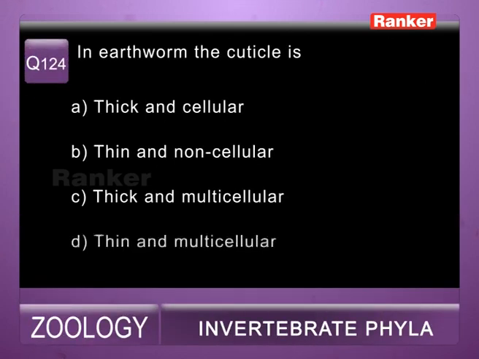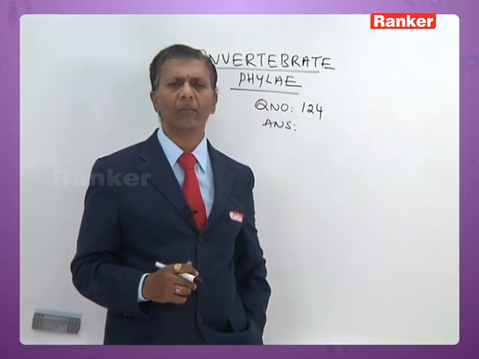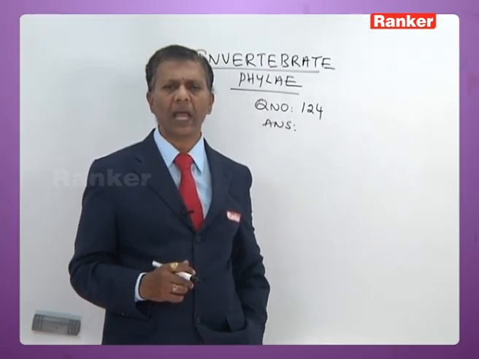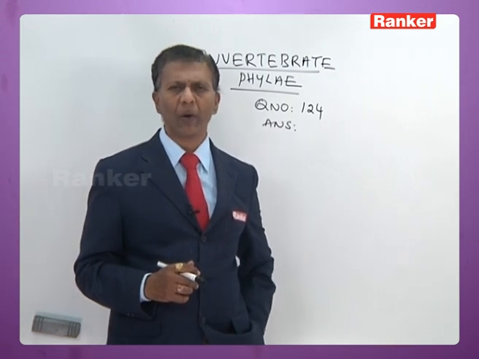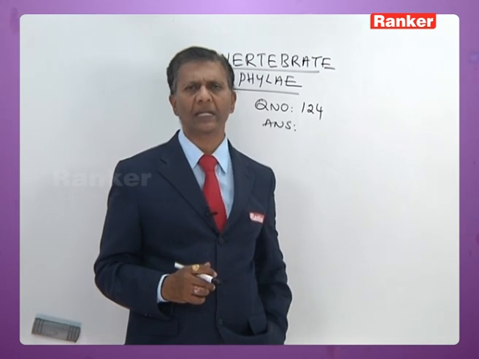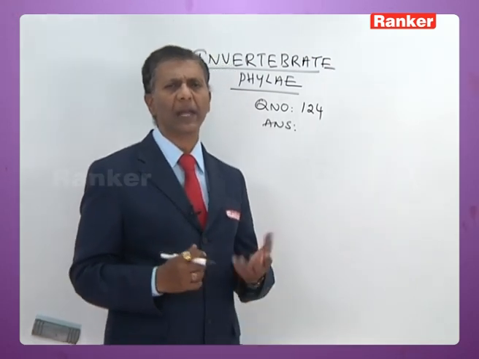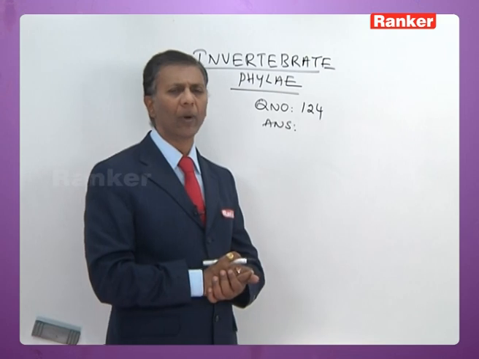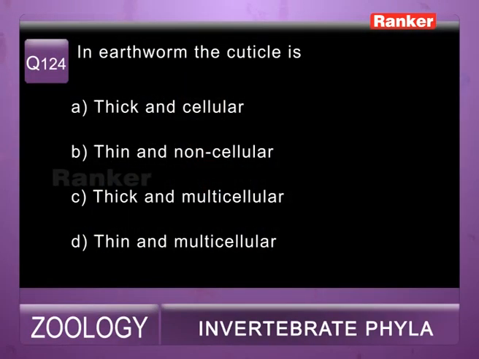Question number 124. In earthworm, the cuticle is A. thick and cellular, B. thin and non-cellular, C. thick and multicellular, D. thin and multicellular. In earthworm, the cuticle is thin and non-cellular, deposited with chitin, then polysaccharides, mucopolysaccharides and all, and it is shed off periodically by molting. So 124th question, correct answer is B.